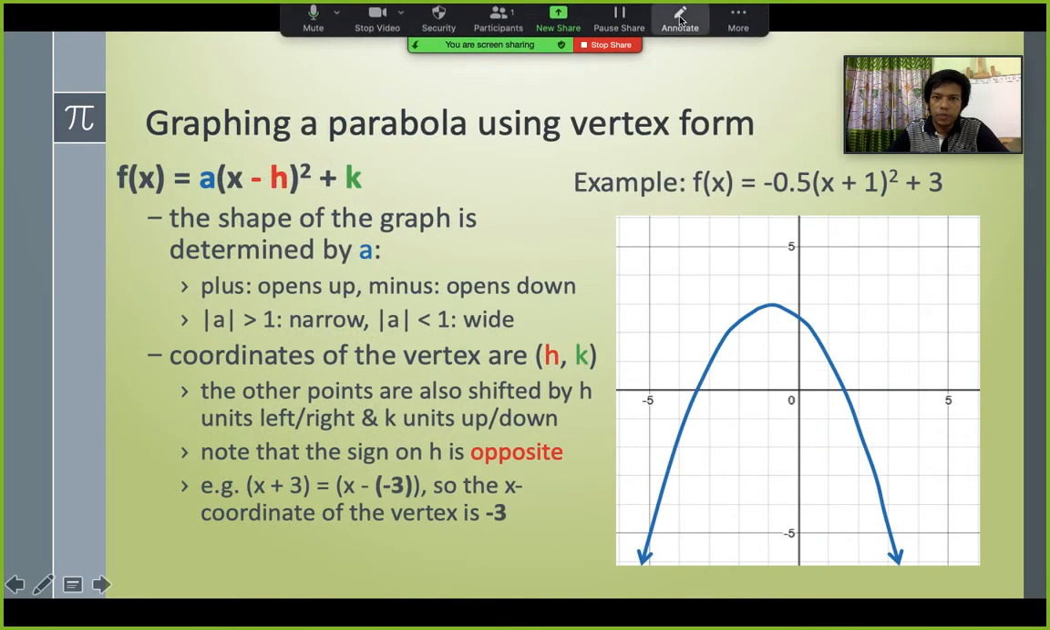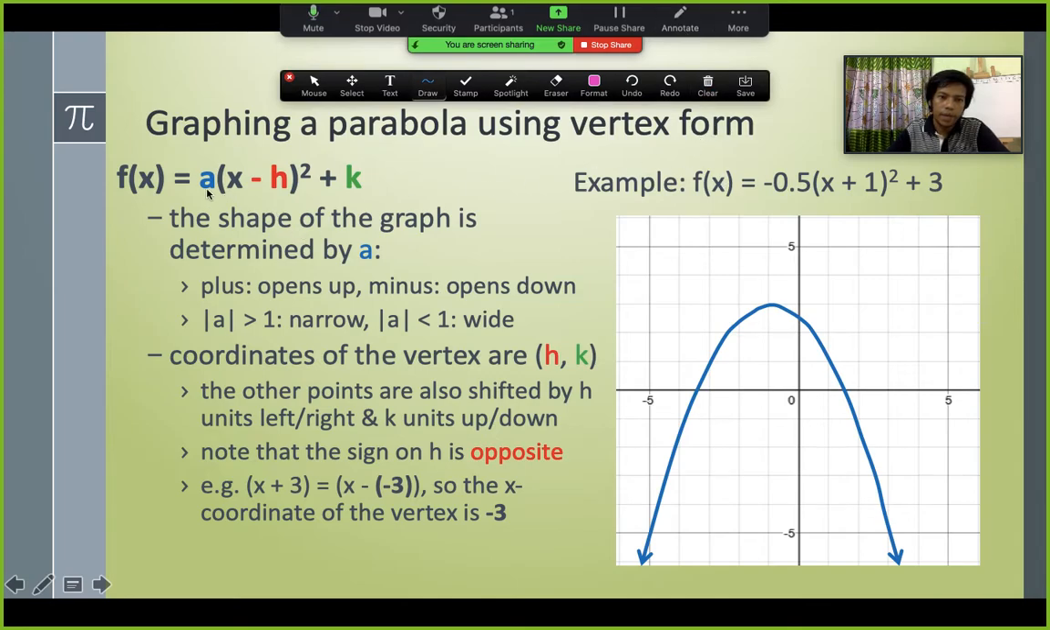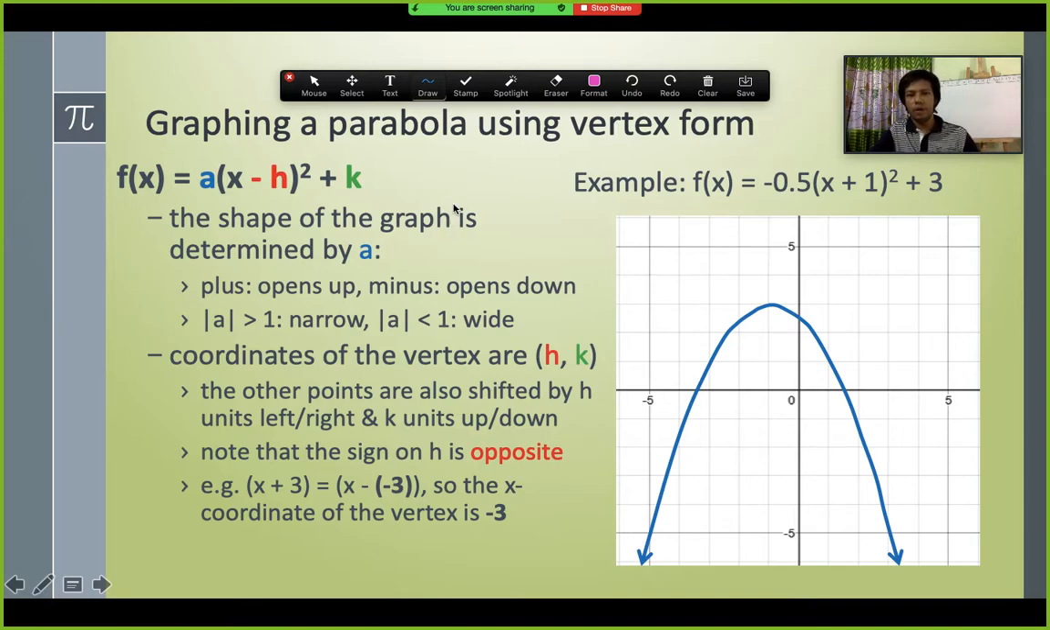Graphing. When you have the vertex form, like a times (x minus h) squared plus k, this is the vertex form of our parabola. When you have the vertex form, how do we draw it? One example is directly given here. Some questions are usually given like this. This is the value of h, this is the value of k. So we know that this will be the vertex, 1 comma minus 3.